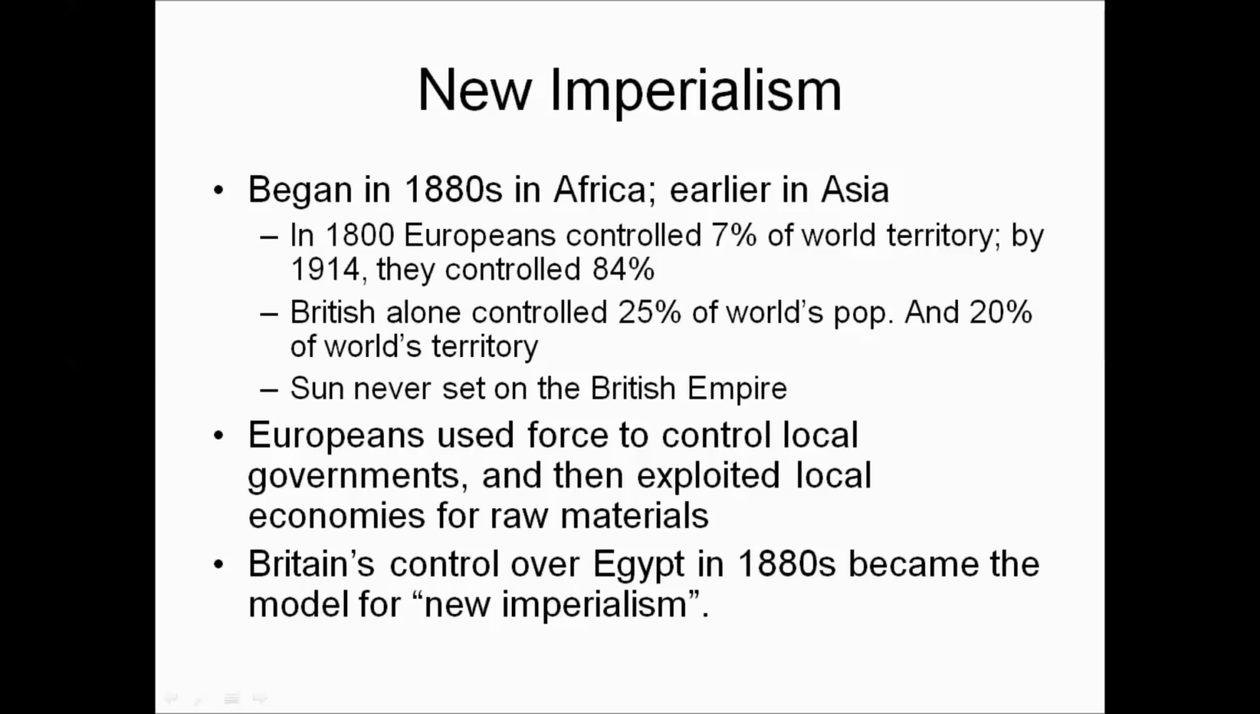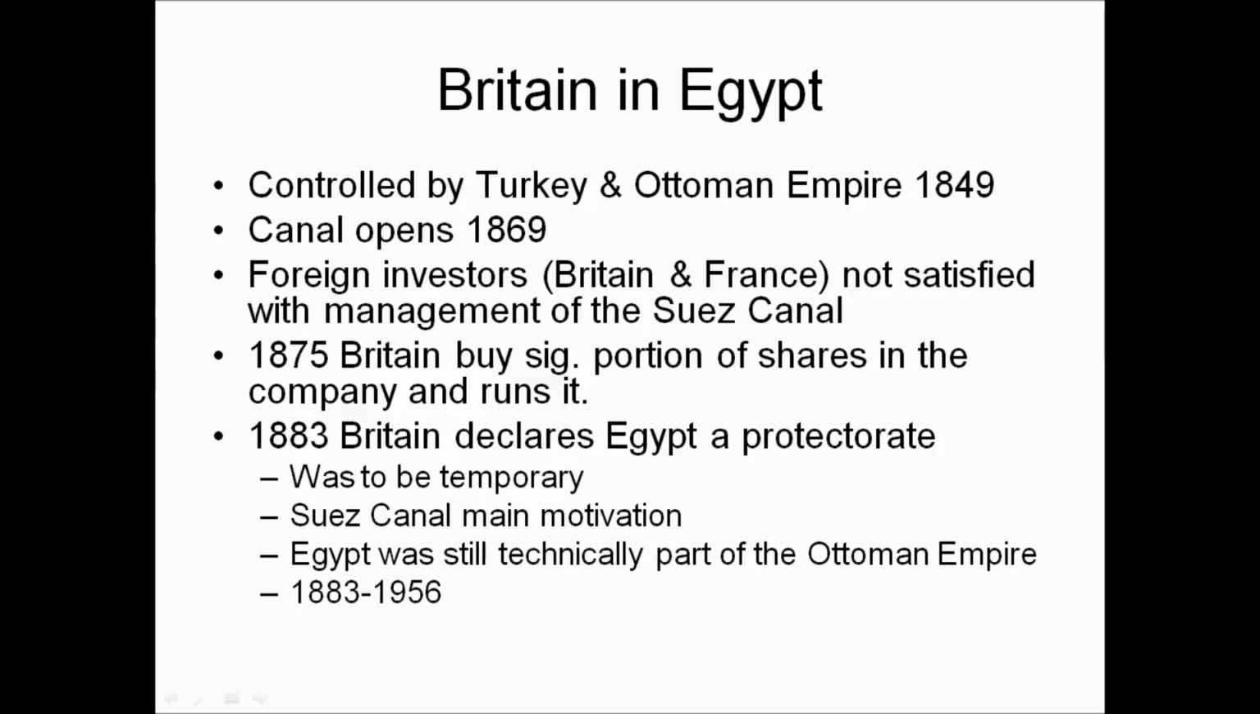So Britain in Egypt, as our first example. Egypt was originally controlled by Turkey and the Ottoman Empire, and in 1849 they controlled this area. They are going to attempt to get a canal built that will increase trade and get trade over into Asia. The canal is going to open in 1869, and the way that they got this built is foreign investors in Britain and France wanted to get this canal built so that they could trade with the Far East.